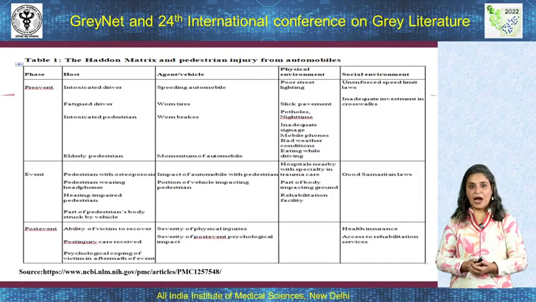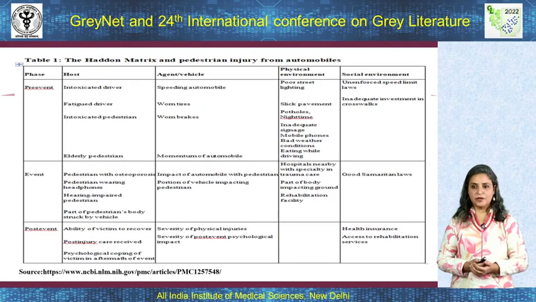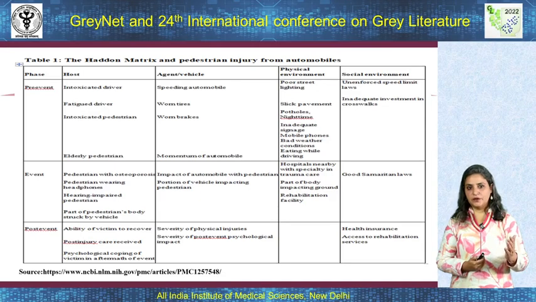As you know, Haddon has published numerous papers. He is the pioneer on injury prevention, an epidemiologist. What he has shown is that there is a pre-event, event and post-event phase, and likewise there is the host, agent, vehicle, physical environment and social environment involved. So each of the nuances has to be carefully studied to reduce road accidents.